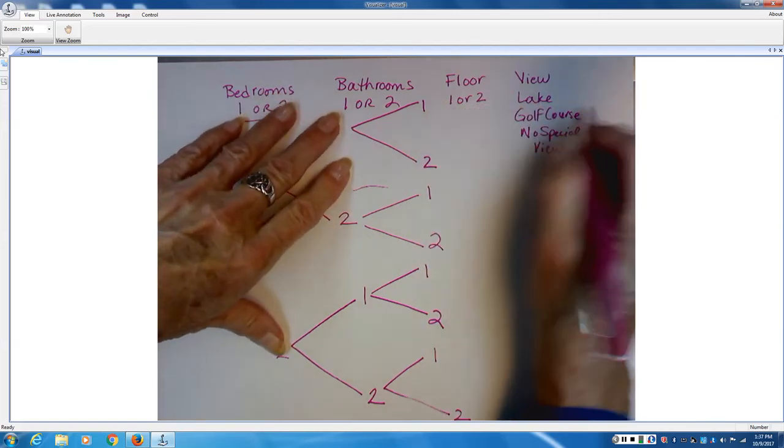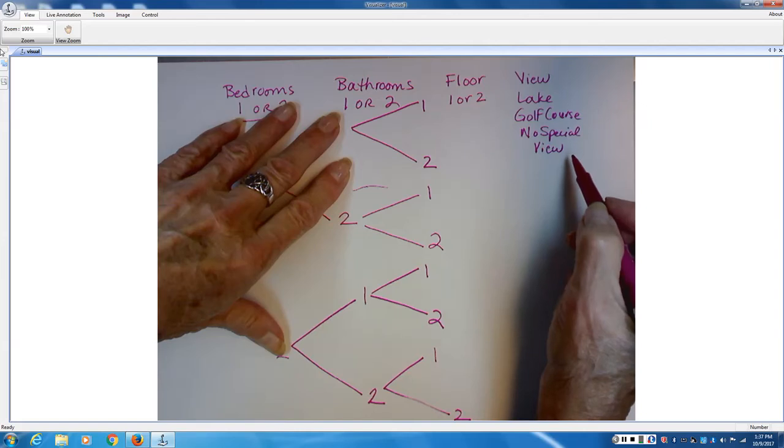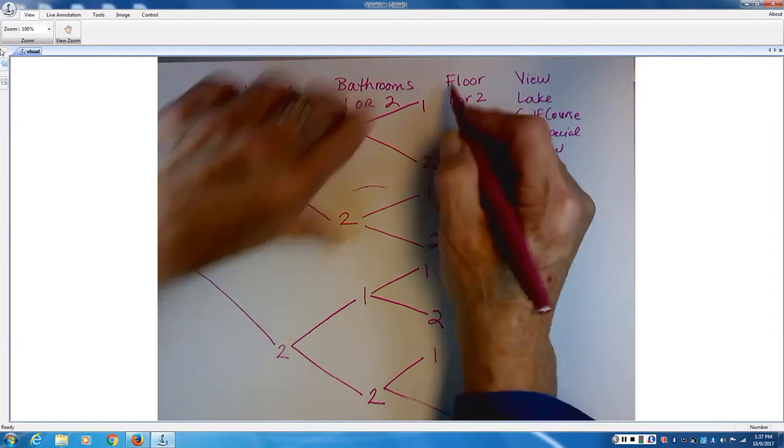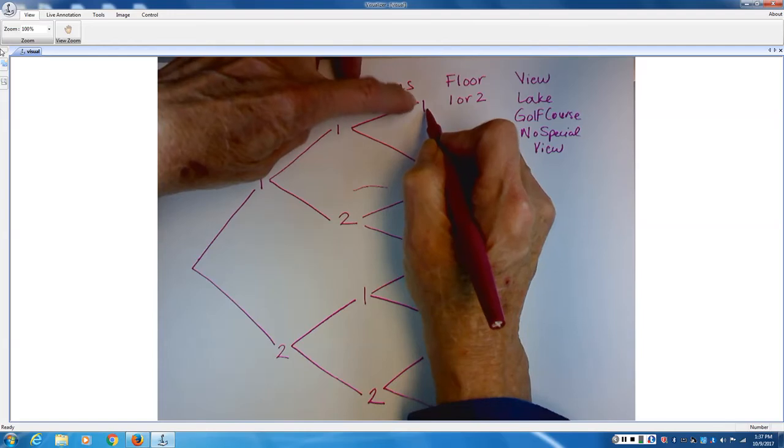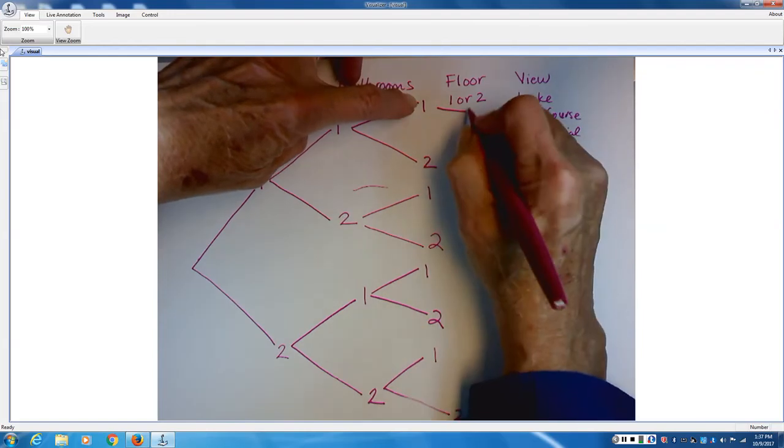And then off of each one of these, we've got 3 different options for the view out of our apartment window. 1 bedroom, 1 bathroom, first floor, lake view.